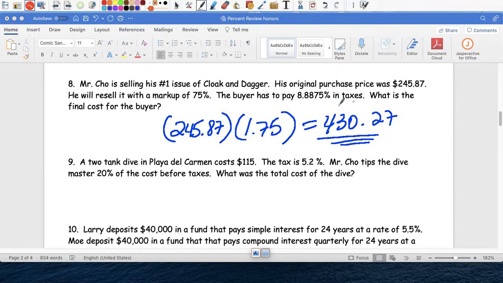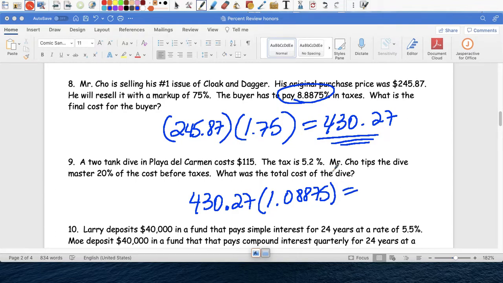He says yes, and now the moment he says yes, he has to pay taxes, right? So 430.27. Now that he's going to pay taxes, what's the taxes? This is the New York City taxes. So again, it's going to be 1.08875, and that's going to give us his total, 430.27 times 1.08875. So when the buyer pays me, that's how much he would pay.